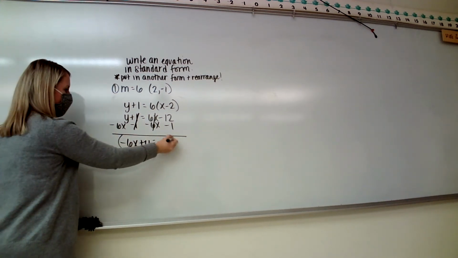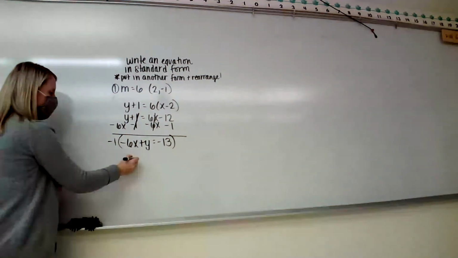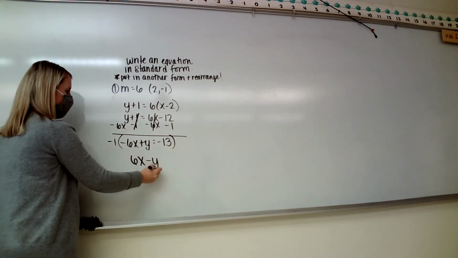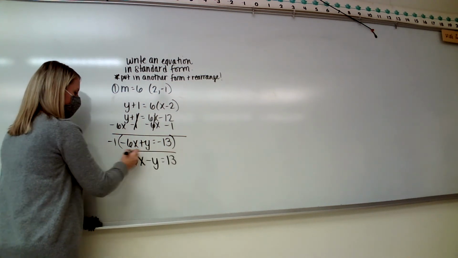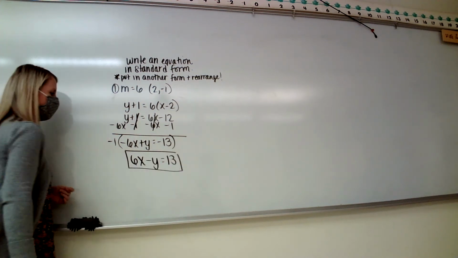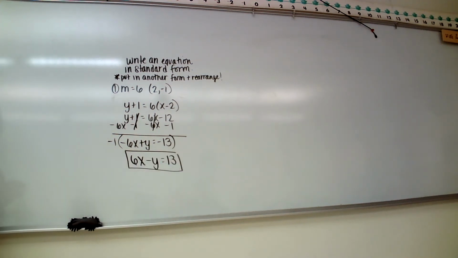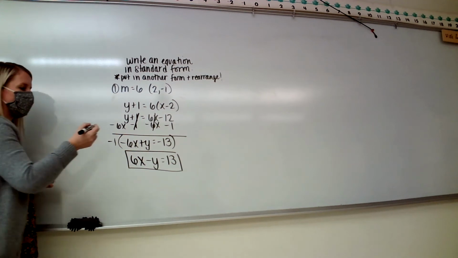One last step, get rid of that negative out in front. And my final answer would be 6x minus y equals 13. What a beauty. So the main goal is, I have this information. It doesn't really help me to put it into standard form. So you're always going to put it into another form and then rearrange it. I'm going to give you one very similar. Can you guys try this one?